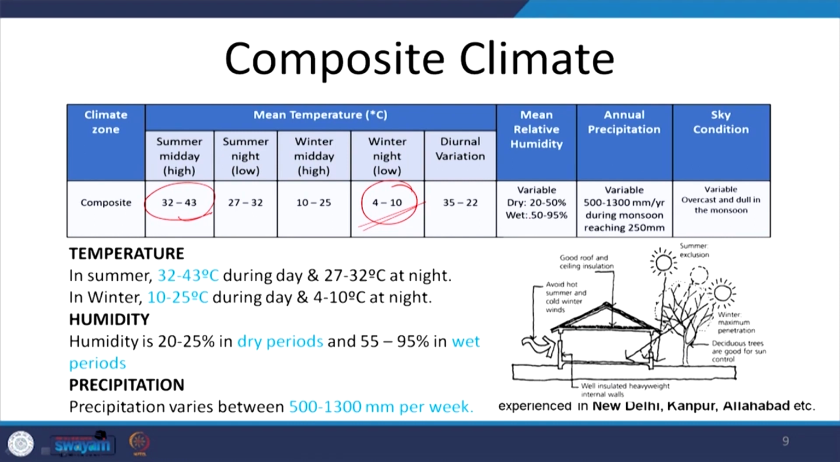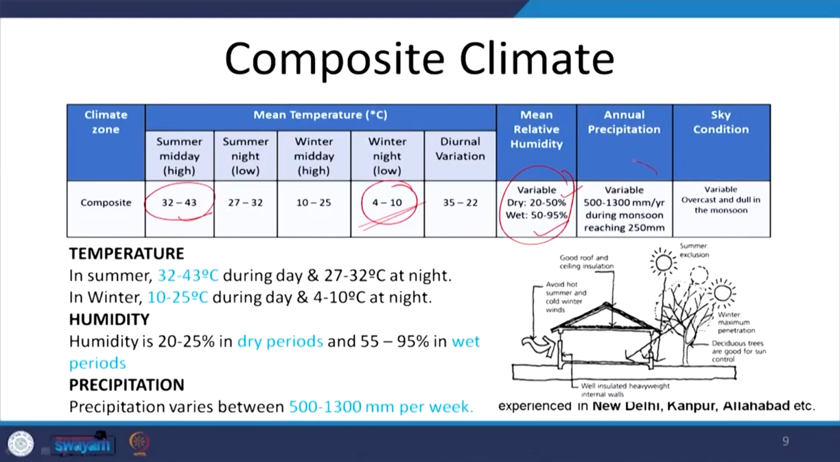Unlike hot dry climate, the humidity is varying. In certain seasons it becomes extremely dry, predominantly during the winter seasons, and during monsoons it is quite high, 50 to 95% of humidity is also present in composite climate. Along with that, there is annual precipitation which is varying between 500 to 1300 mm per year.